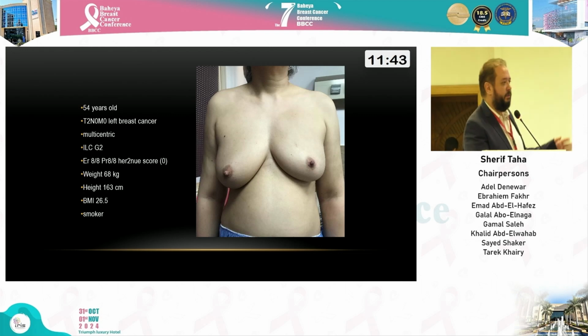Our case is a 54-year-old female. She has a multicentric invasive lobular carcinoma, T2 N0. She's of average body weight, BMI of 26, and her only morbidity is that she's a smoker. She has slight asymmetry between the breasts, with the left breast where the cancer is. The main tumor is here, and this breast is slightly elevated compared to the other side.